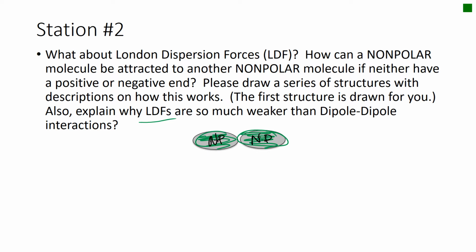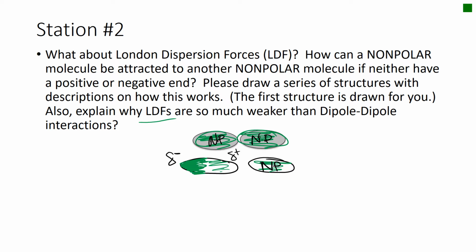But what's happening is these electrons are moving all over the place. And so at one given moment, we are going to have electrons more dense on one side than on the other side. So in this exact instant, this guy is still relatively nonpolar. But at this moment in time, we have more electrons on the left side, which means slightly negative, than we do on the right, which makes that side slightly positive. There's still no attraction going on between these two molecules, which would make it an intermolecular force.